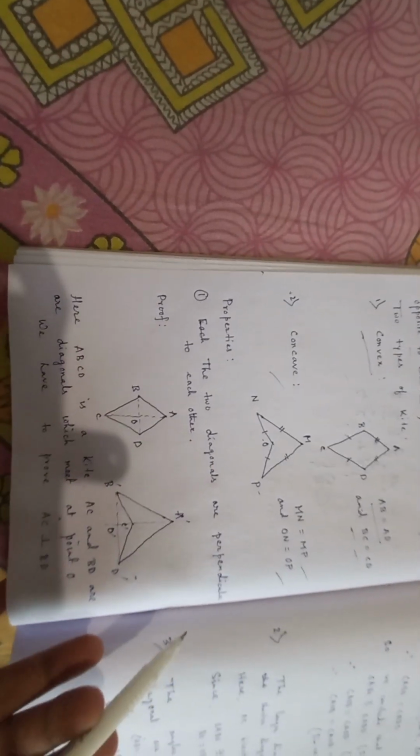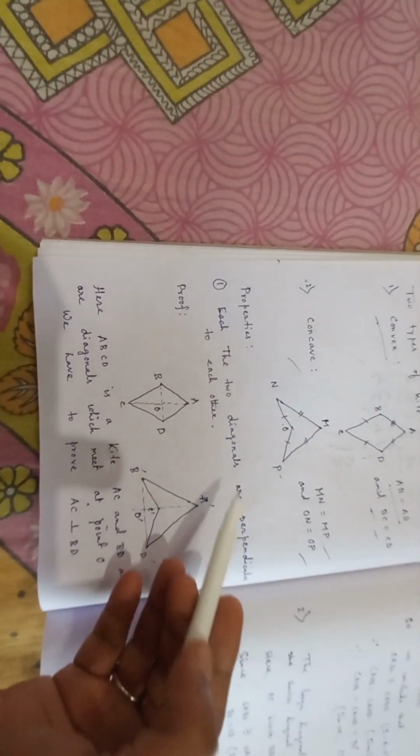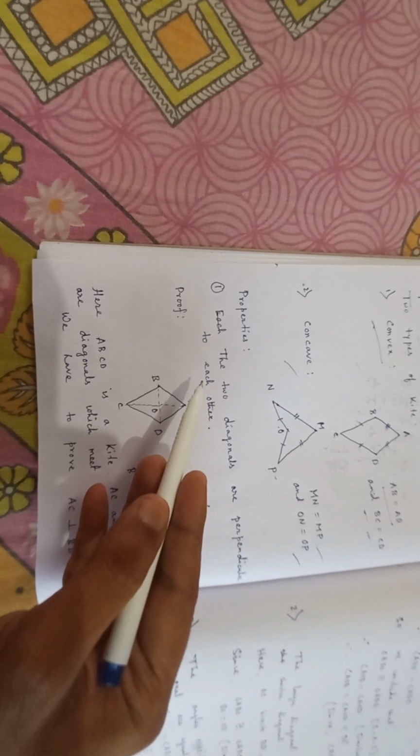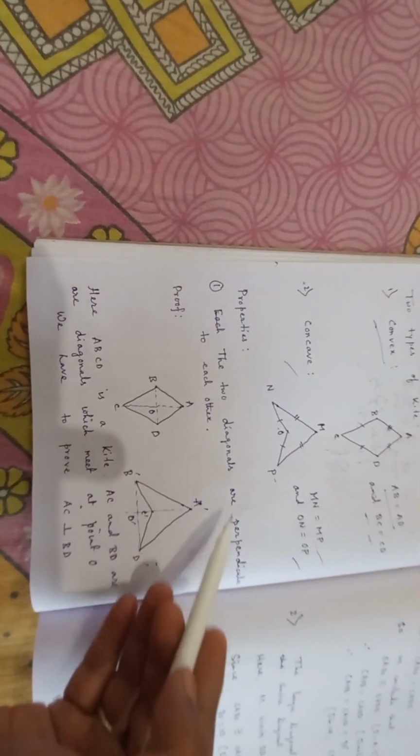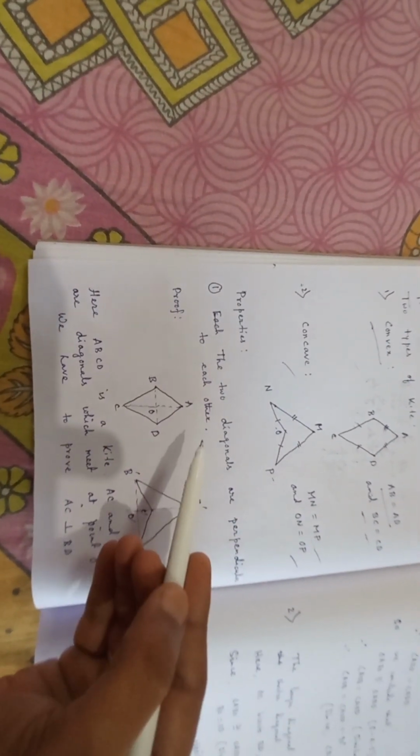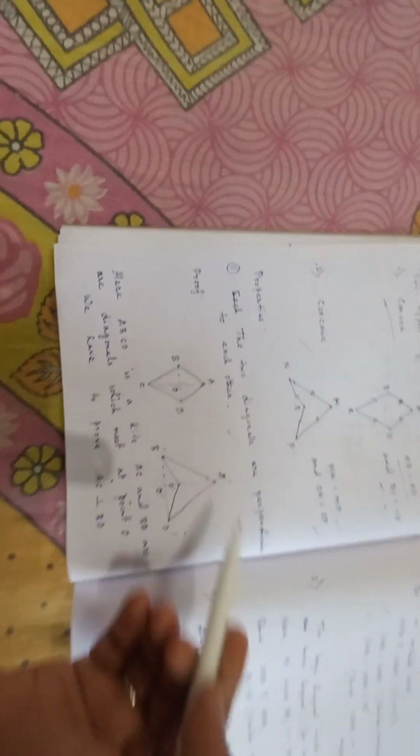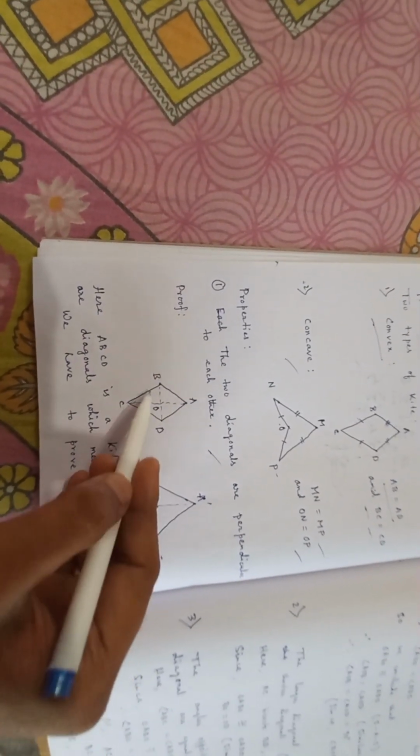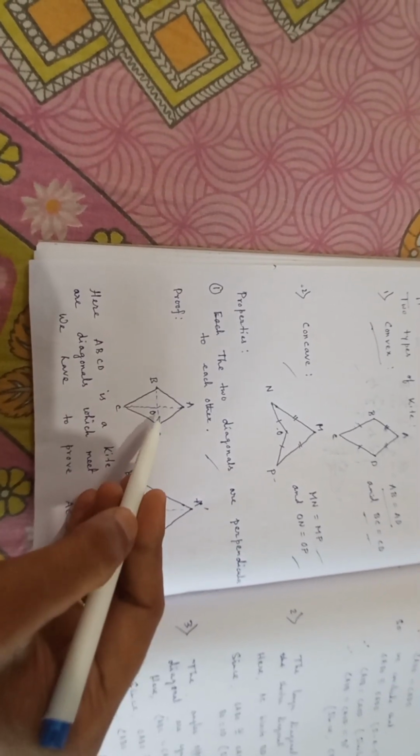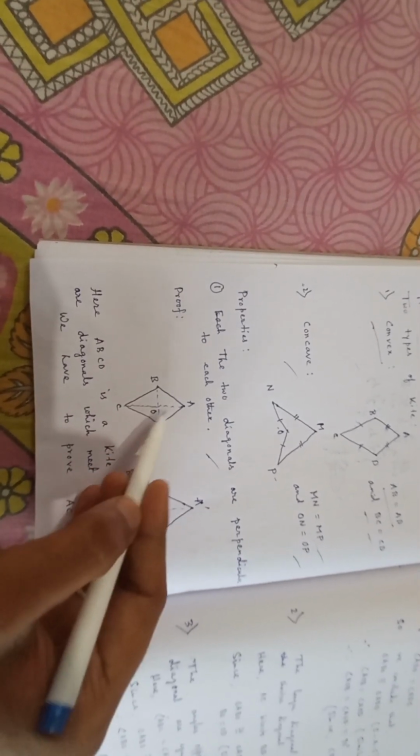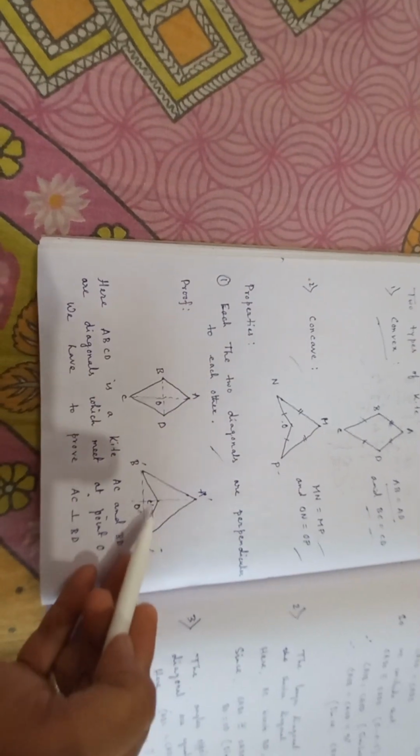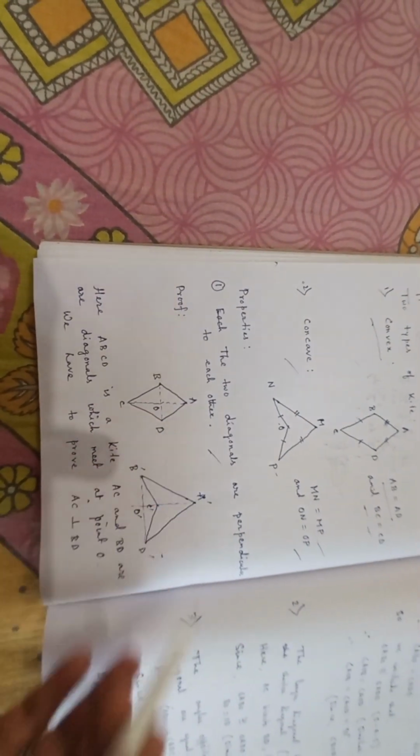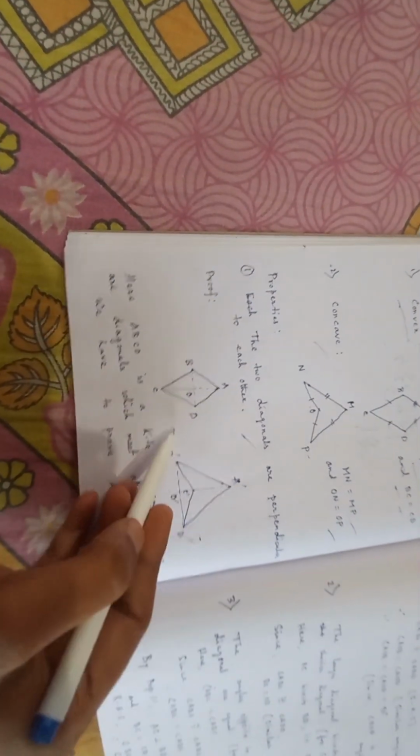Now, properties. The two diagonals are perpendicular to each other. It means that in a kite, the diagonals will be perpendicular, as you can draw in any such quadrilateral. So we have to prove this.